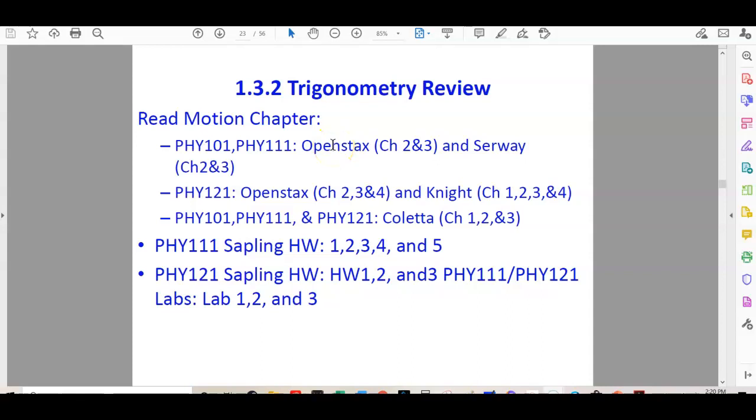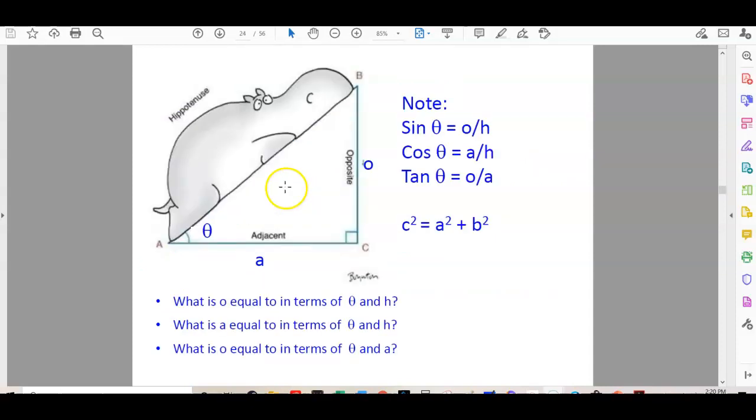Hello everyone, we are continuing on with trigonometry review. If you haven't done the reading, please do so. It'll be Kinetic Chapters 1, 2, and 3, OpenStax Chapters 2 and 3 if you're in Physics 111, and OpenStax Chapters 2, 3, and 4 if you're in Physics 121.